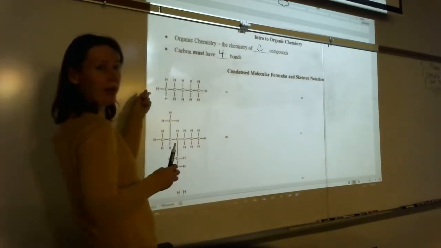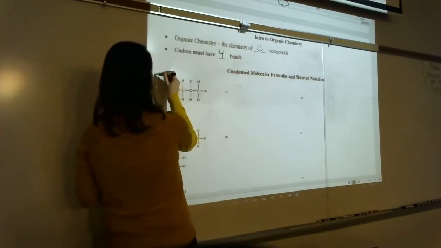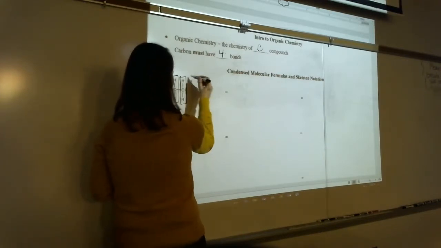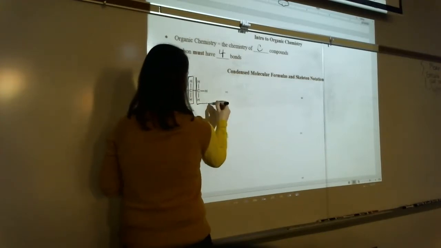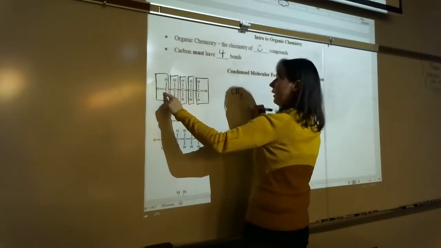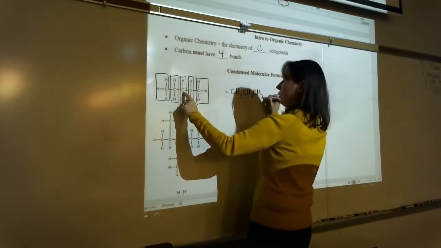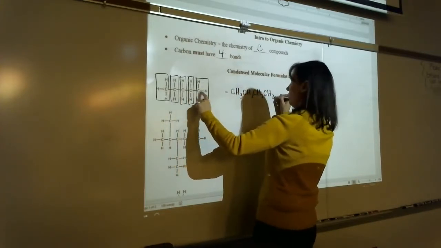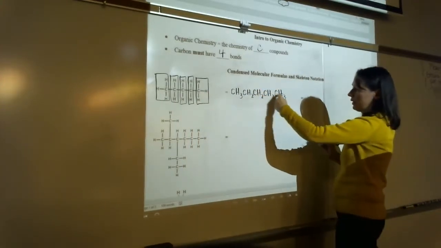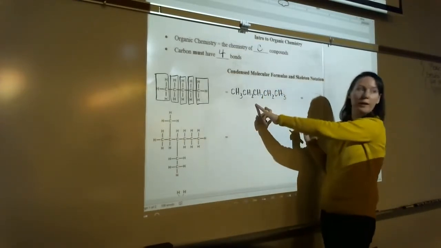So this is just a regular old Lewis structure. To turn a Lewis structure into condensed molecular, what you do is you just break it up into the carbons. What's on the carbon? So this is a CH3. And then CH2, CH2, CH2, CH3. Now, if you want to draw the sticks in between it, that's fine too. Okay, does everyone understand how we went from Lewis structure to condensed molecular?